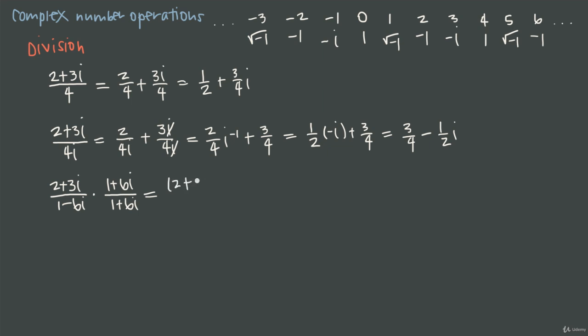Here in the numerator, we end up with 2 plus 3i times 1 plus 6i, and then in the denominator, we'll end up with 1 minus 6i times 1 plus 6i. Let's work on the denominator down here. If we FOIL this out, we take 1 times 1 and we get 1. 1 times 6i is plus 6i. Negative 6i times 1 is negative 6i. And negative 6i times a positive 6i is minus 36i squared.